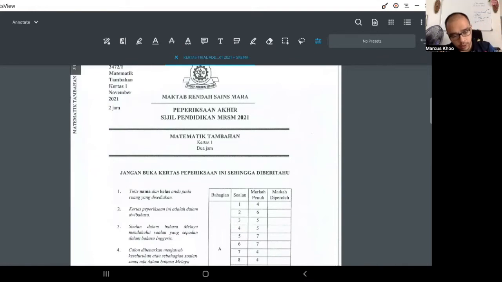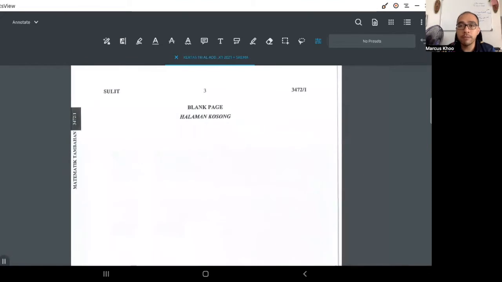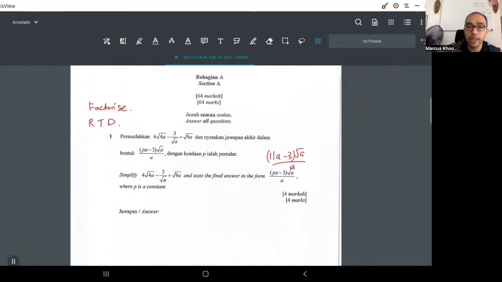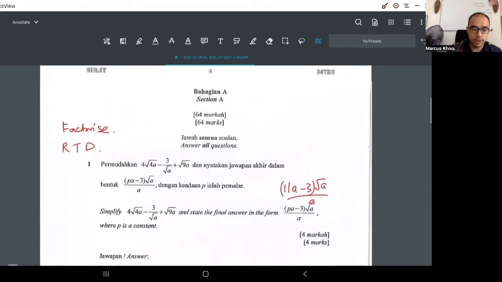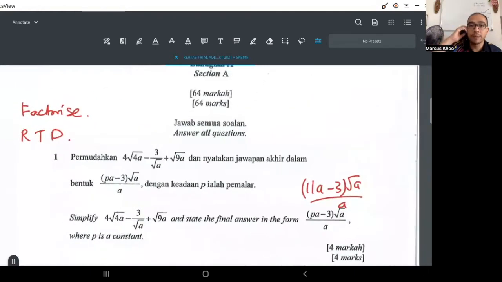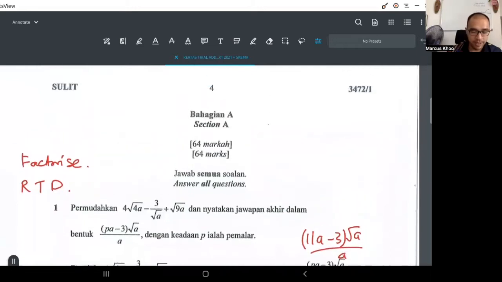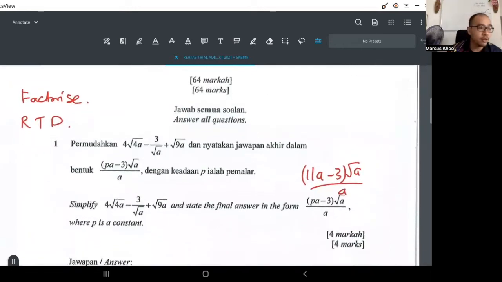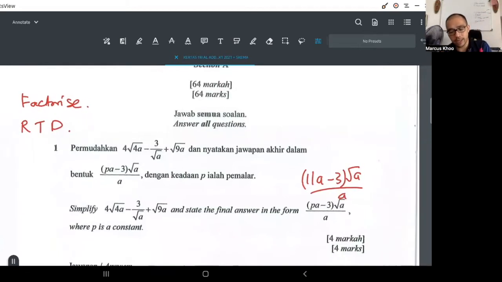Okay, so looking at this paper 1, it's quite interesting. Got some easy questions, some a little bit more difficult. And of course, there's 1 or 2 that are a little bit out of this world, as with the MRSM standard. And so we begin by looking at this paper 1. The answers are given. I will give you the answers and I will probably discuss how to do these questions as well.